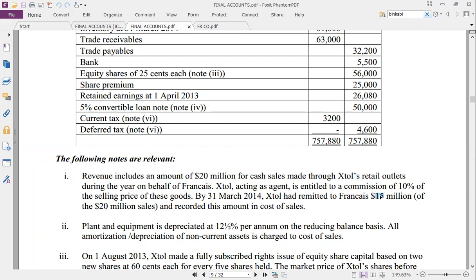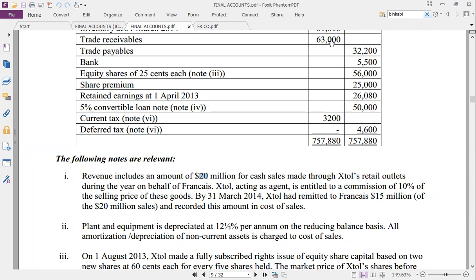So in short, find 10% of this sales revenue. So 10%, and this is cash sales. So this 20 needs to be reversed.